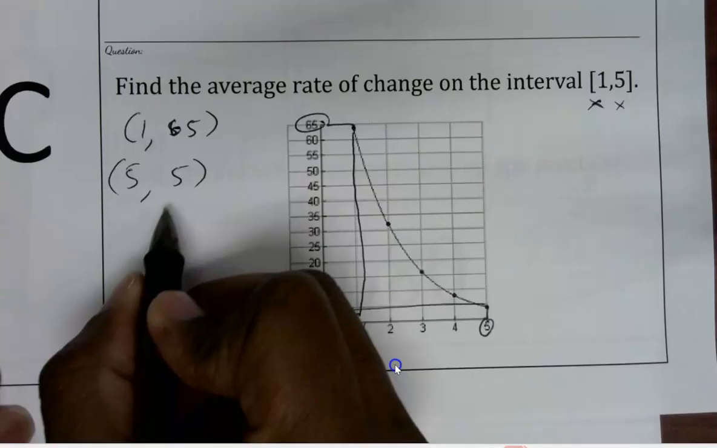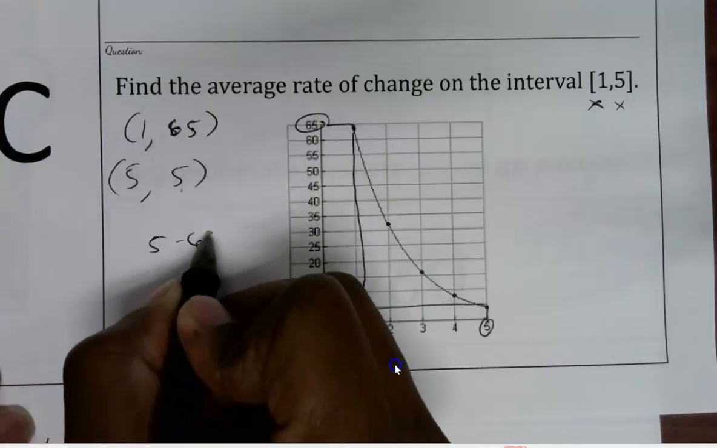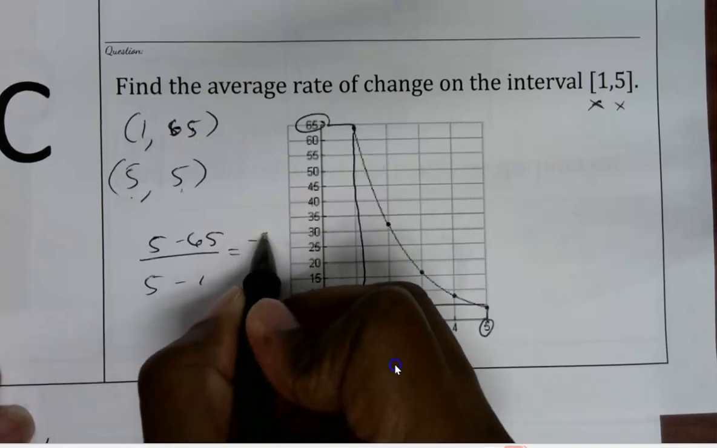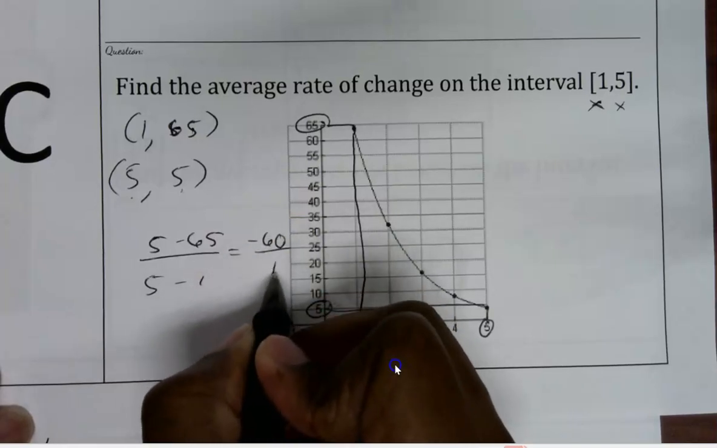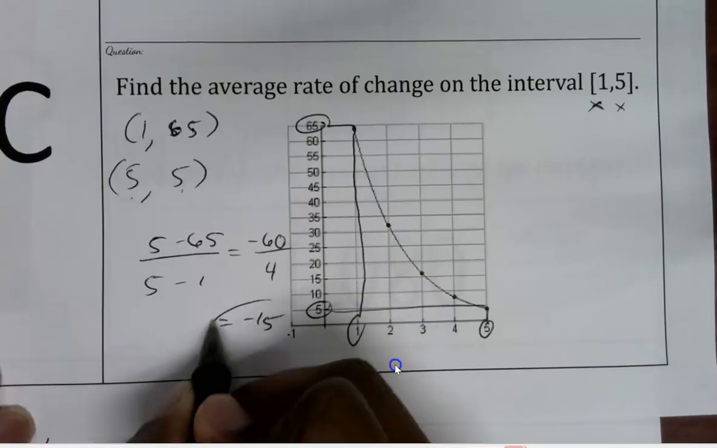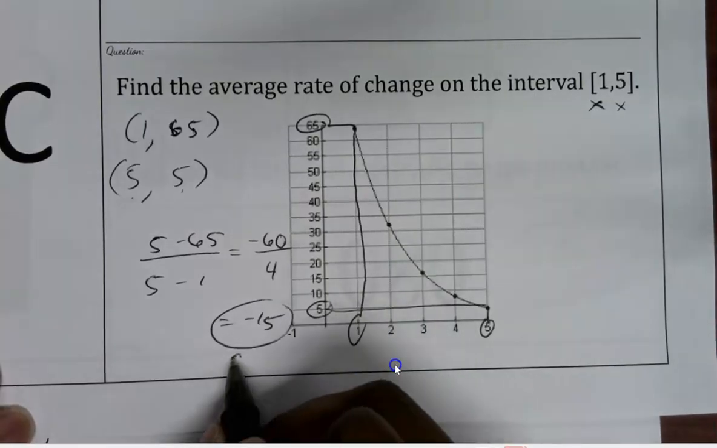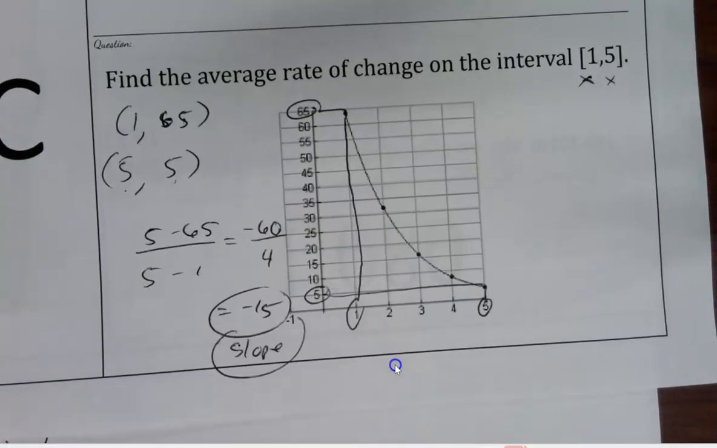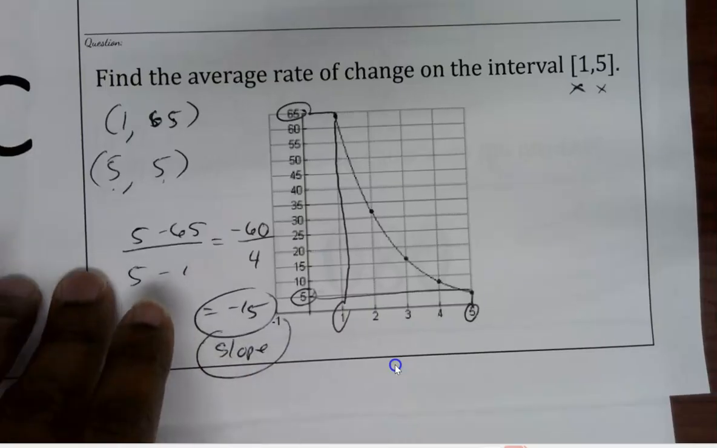So my slope, 5 take away 65 on top, 5 take away 1 on the bottom. This is negative 60 over 4, which is negative 15. That's my average rate of change, my slope. So they could have given it to you in any one of those scenarios, and that's how you find each one of them.